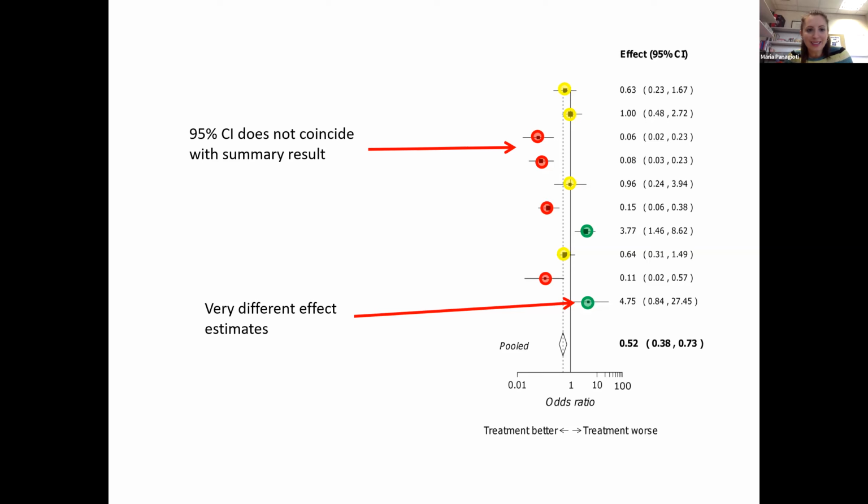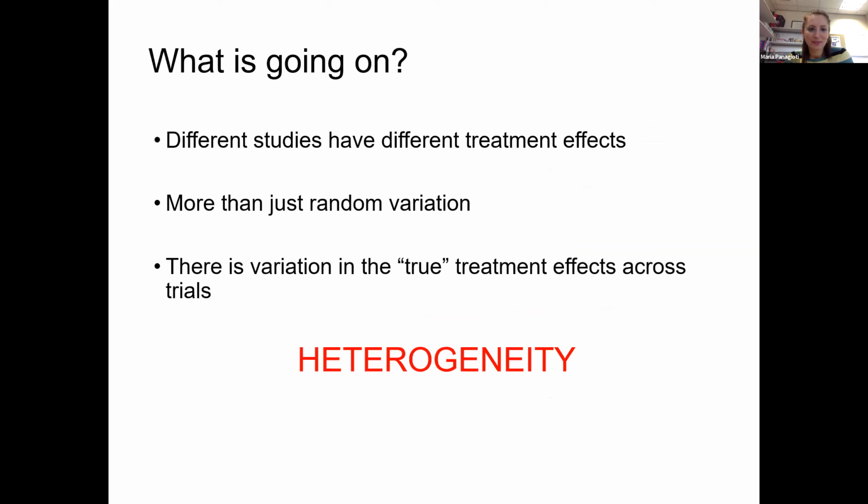Next. So as we said, the key point from this forest plot that I showed you already is that different studies always have different treatment effects. The issue is how much variation there is between those treatment effects. If they are broadly quite similar, it means that our pooling makes sense.